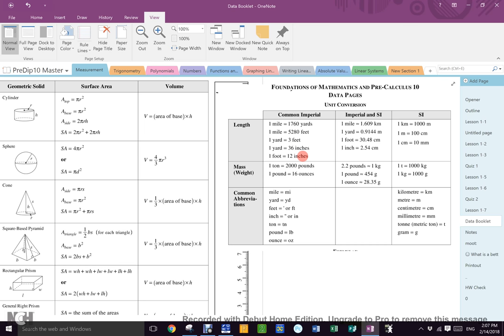Take one, pass them back. I'll pick up the extras at the back of the room. When you get it, start. Make sure you put your name on it. Make sure you read what the question is asking. If it asks for surface area, don't tell me the volume. If it asks for volume, don't tell me the surface area.